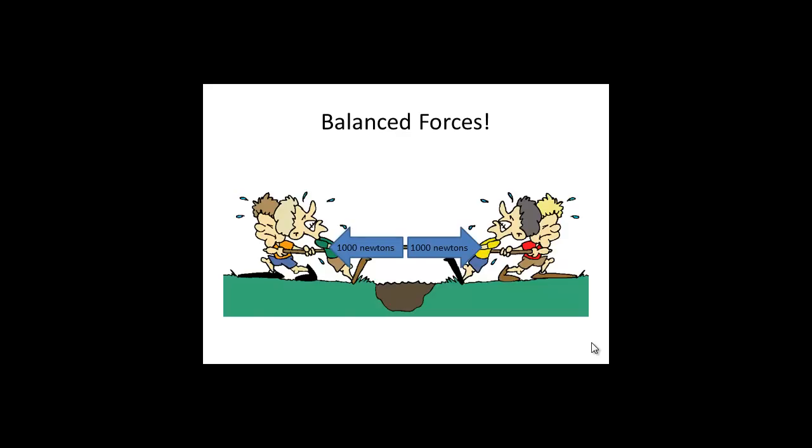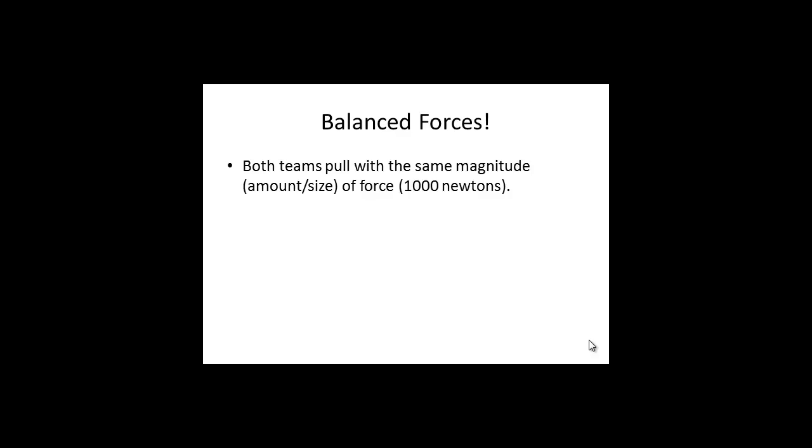Now you probably know from experience that in this case, with two teams pulling in opposite directions with the same amount of force, the rope is not going to actually move, which means that both teams, because they are connected to the rope, are also not going to move. So we know that both teams are pulling with the same magnitude, which is a word that means an amount or a size. They're both pulling with the same magnitude of force, which is 1,000 newtons.